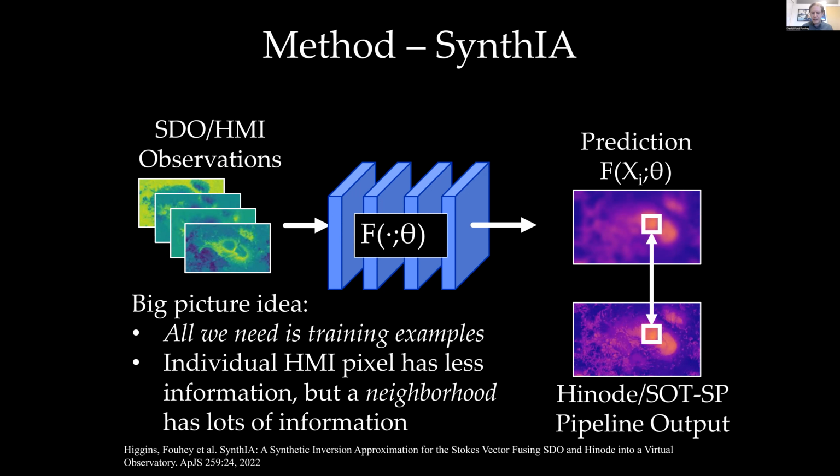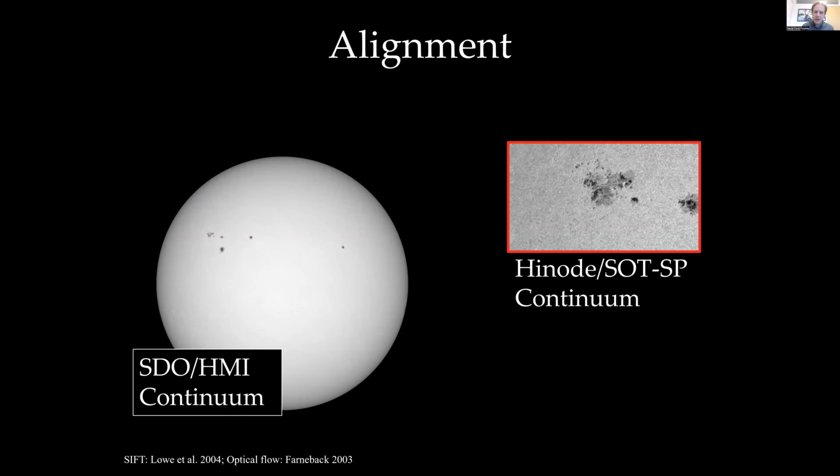And the key idea is that each individual HMI pixel, which is used in the inversion, and these inversions are typically done pixel by pixel, tends to have less information. But if you look at a full neighborhood of pixels over a large region, this has tons and tons of information. And so the machine learning can extract this information out, even though we don't necessarily have a good physical model for it. And so the way that we get these aligned data is we take data that both instruments observe.